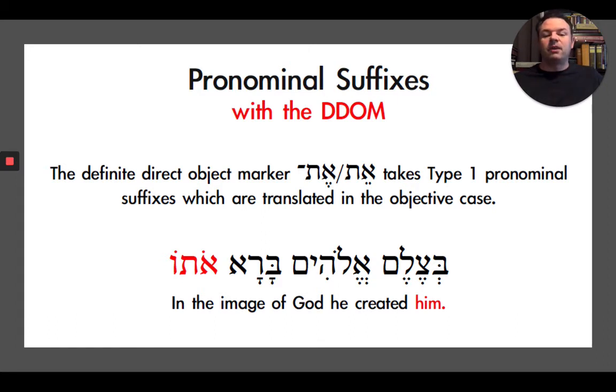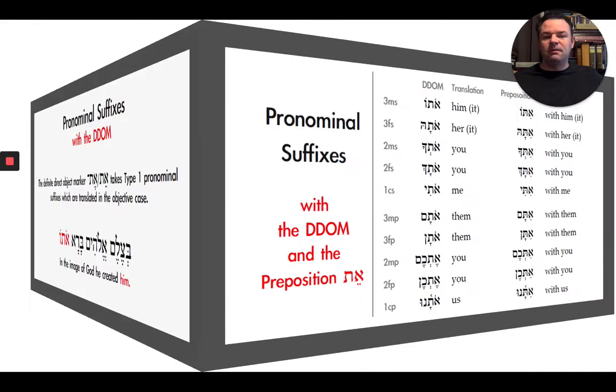So it's got the proper noun there. That's going to be a construct. It's definite. In the image of God, bara, he created oto, him. So in the image of God he created them. He created him. So oto, him.